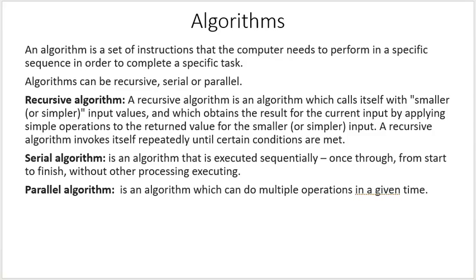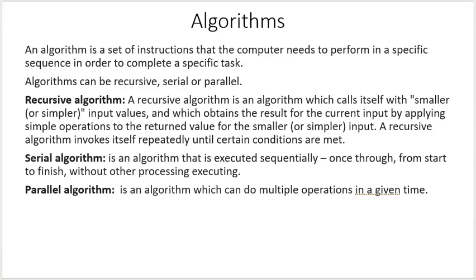So again, to go back to our long column of numbers, if you did it with a serial algorithm, it would just add up the first two numbers, then it would add the third number, then the fourth number, fifth number. It would work its way down that column of numbers, one after the other in sequence, until it got to the bottom. A parallel algorithm is an algorithm which can do multiple operations at a given time.